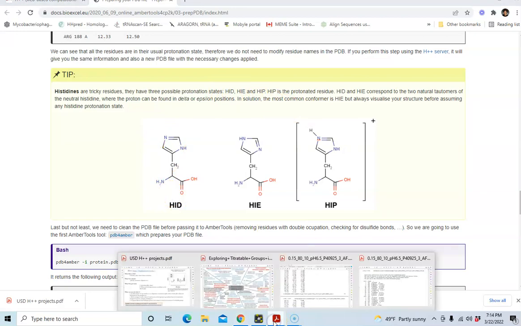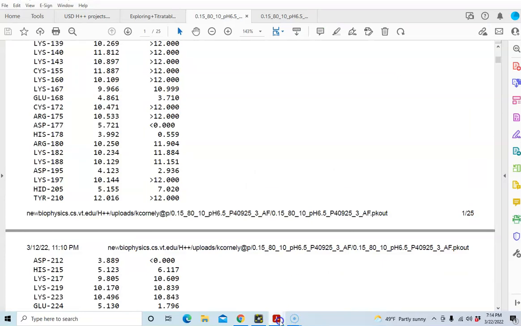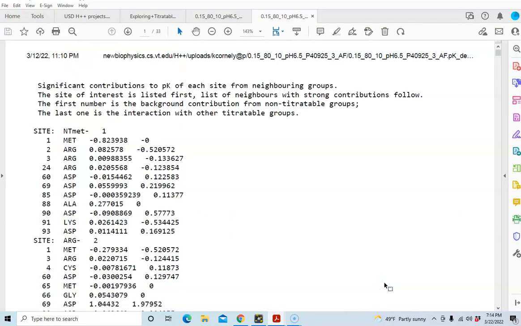All right, so if I go back here, I want to go back to this document. You can see it's quite long, but what it does is list every single one of the titratable residues. Up on top here is the site. The site of interest is listed first, followed by a list of neighbors with strong contributions. There might be neighbors that make strong contributions or not. The first number is the background contribution from non-titratable groups, and the last one is the interaction with titratable groups.